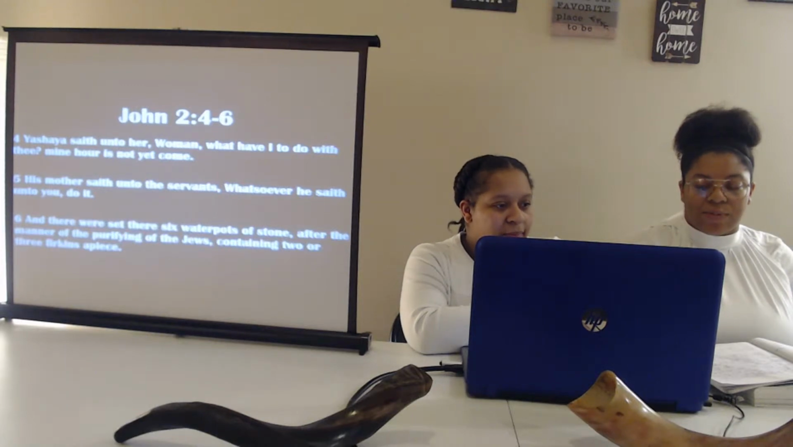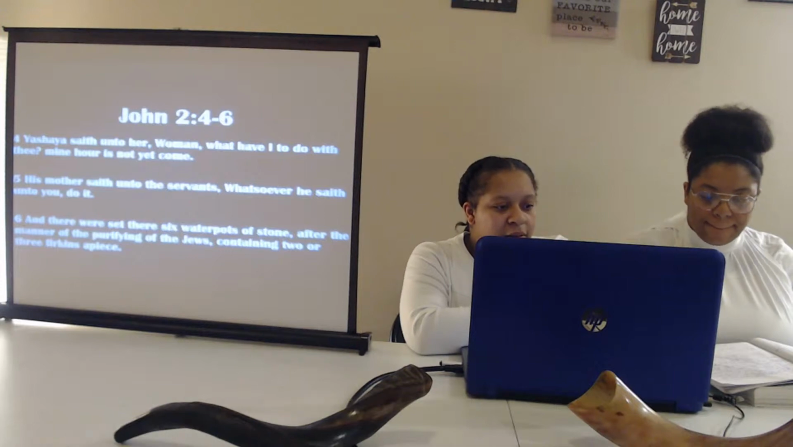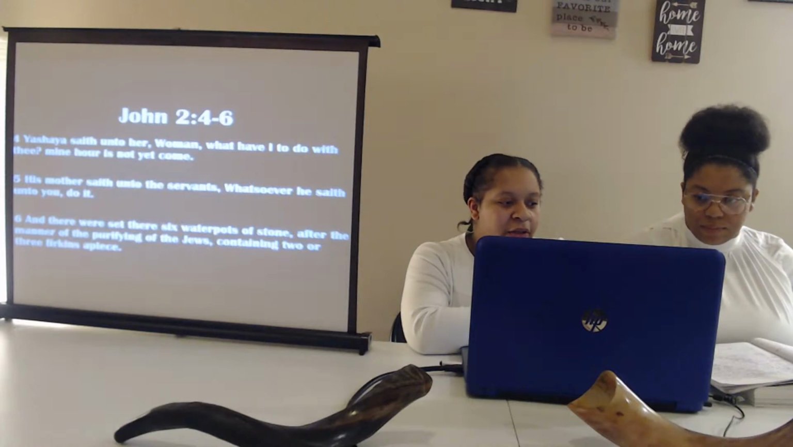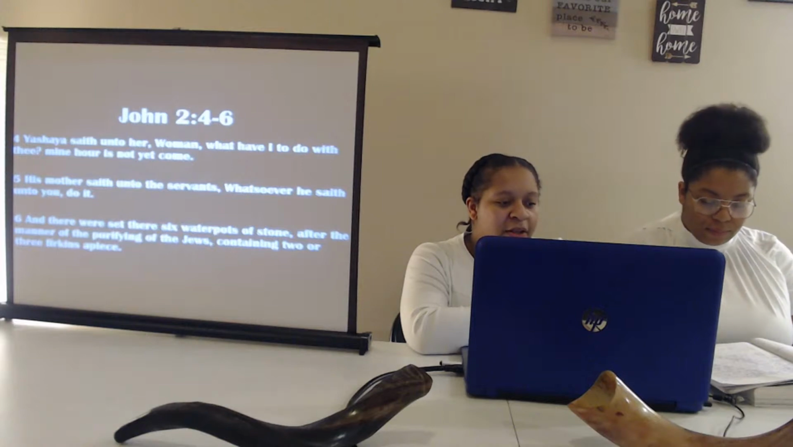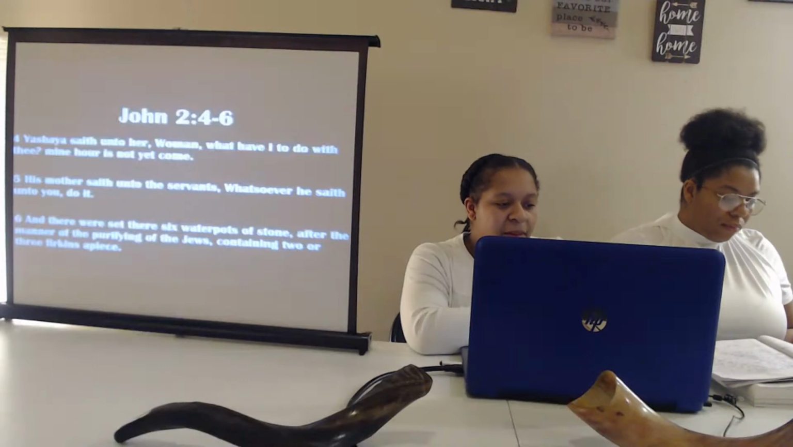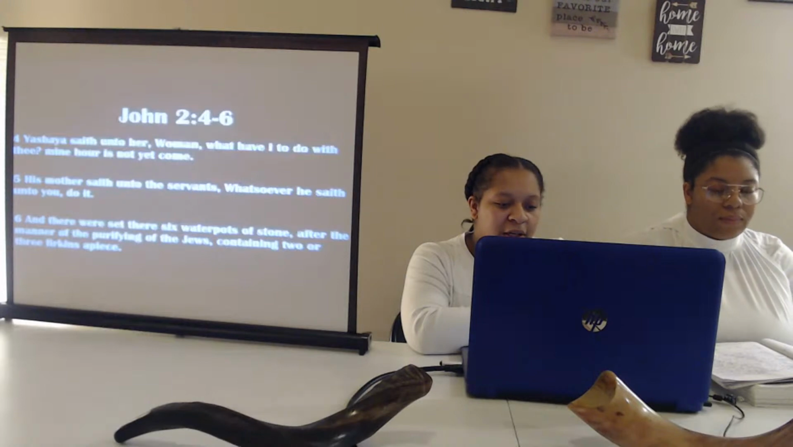We're going to get John chapter 2, verse 4 through 6. John chapter 2, verse 4. Yeshua saith unto her, Woman, what have I to do with thee? My hour is not yet come. His mother saith unto the servants, Whatsoever he saith unto you, do it. Verse 6. And there were set there 6 water pots of stone, after the manner of the purifying of the Jews, containing 2 or 3 firkins apiece.